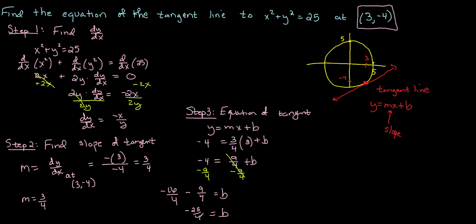So equation of a tangent line, now I know I've got y equals m, which was 3/4, x plus b, which was negative 25/4.